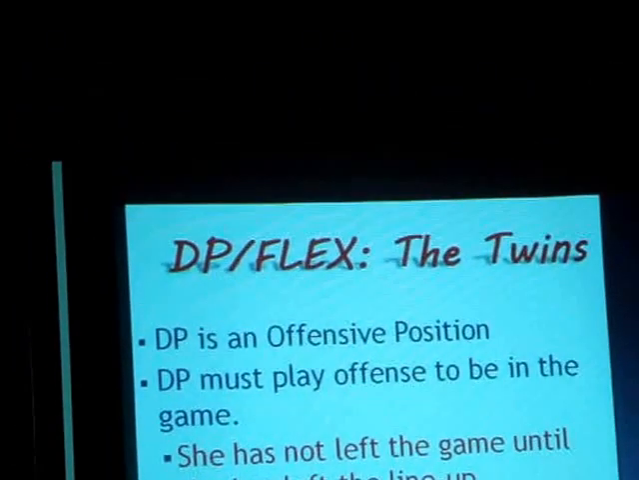If the Twins are in the game, they must be in the starting lineup. If they are not in the starting lineup, there will never be Twins in the game. We discussed that. Each Twin lives in her own slot in the lineup. The 10 slot belongs to the flex, and the DP belongs to whatever slot you want, 1 through 9. The DP is the offensive position. She bats. The DP must play offense to be in the game. She has not left the game until she has left the lineup.